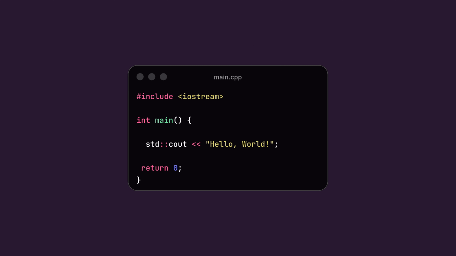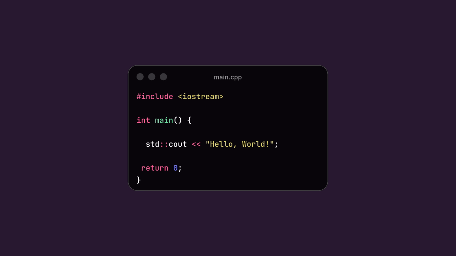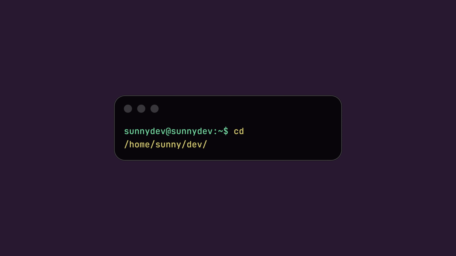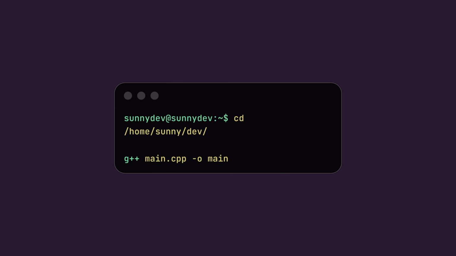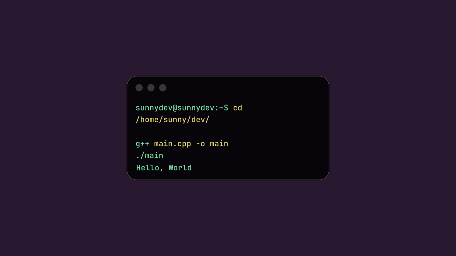The double smaller than symbols are part of C++ and are used in streams. What are streams? Streams are things that can store or pass data. The cout, which stands for C output, stores the output. By using double smaller than, we send data into the output stream. Now to run this code, we open the terminal and cd to the path of main.cpp, then type g++ main.cpp -o main. Now run it by typing ./main and tada. It's hello world.